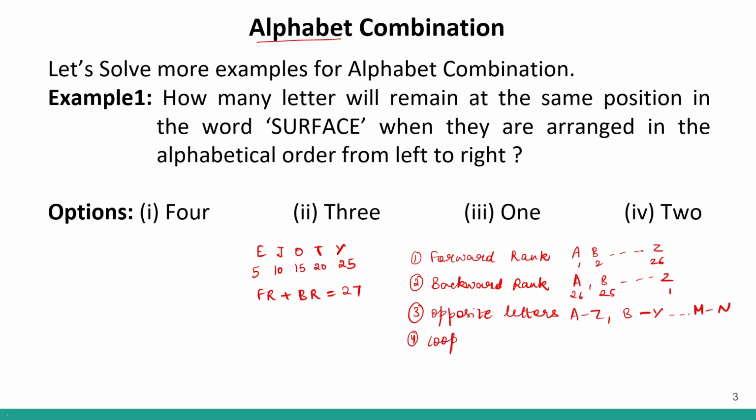Looping means that if I have to move two positions forward from Z, since there is no alphabet after Z, I will start again from ABCD. So that means they work in a loop. Similarly, if I have to go two positions backward from A, since there is no alphabet before A, I will go back from Z. Right? So this is the concept of looping. Just using these four concepts, we can solve any question on alphabet combination or any question related to alphabets in general. Okay, so now let us look at example number 1.